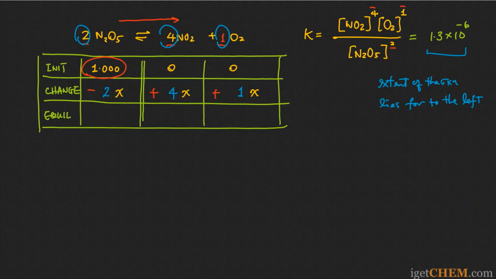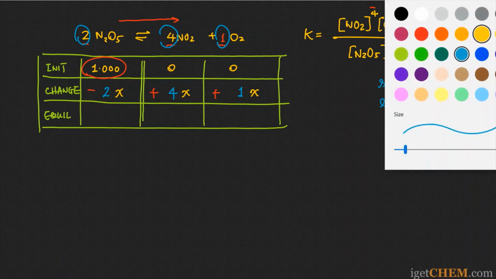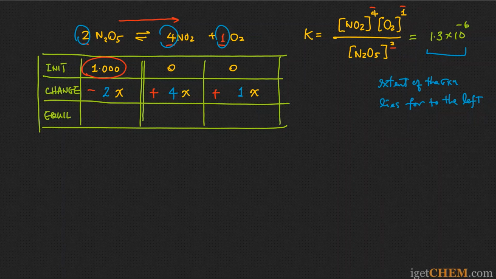So now we know that including the signs of the changes as well as the stoichiometric coefficients, the change in the concentrations for the three substances are minus 2x for N2O5, plus 4x for NO2, and plus 1x for the O2. So now finally, to write down the equilibrium concentration, we would just apply the change to the initial concentration. So what that means is we will just add line 2 to line 1.